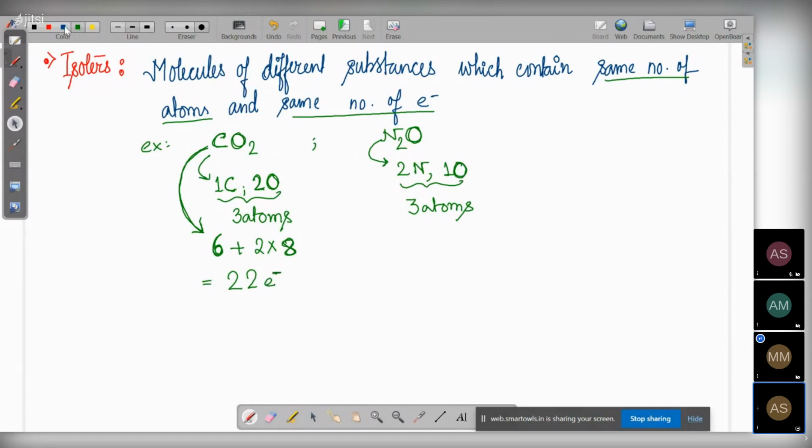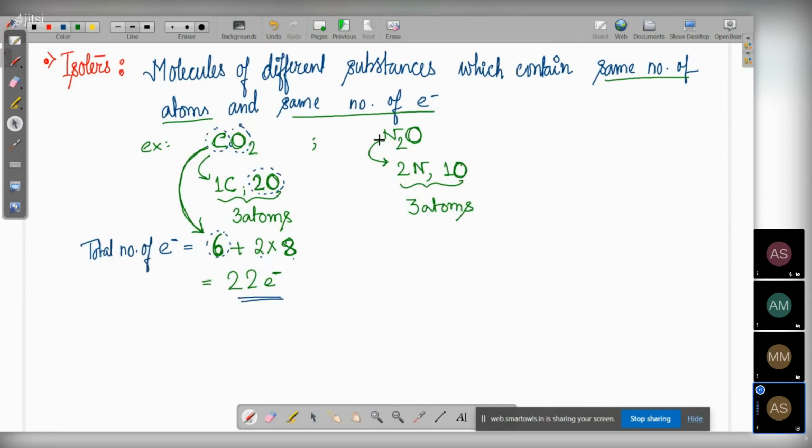Let me repeat. This carbon, what is the atomic number of carbon? It is 6, so 6 electrons over here. And what is the atomic number of oxygen? 8, so oxygen has 8 electrons. How many oxygens are there? 2, so 2 into 8. This is the total number of electrons. Is it clear, Mahima? Yes, sir. So 6 plus 2 into 8, that is 22 electrons.